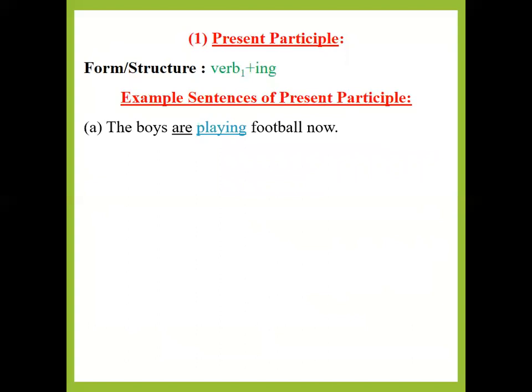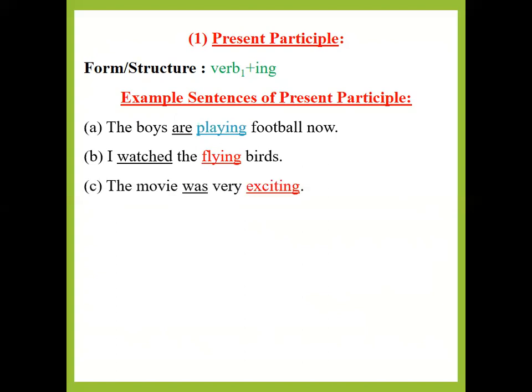A. The boys are playing football now. In this sentence, there are two verbs, are and playing. Are is used here as a finite verb, that is a principal verb, whereas playing is used here as a present participle. I watched the flying birds. Flying is used here as a present participle.